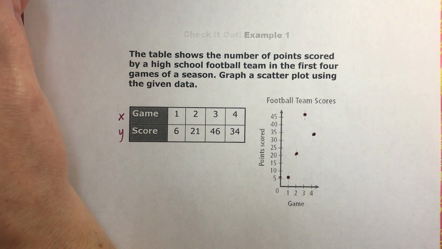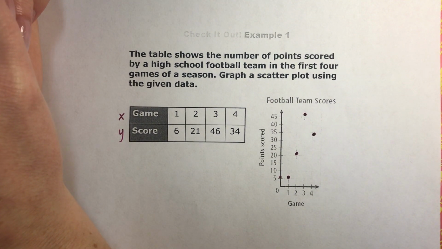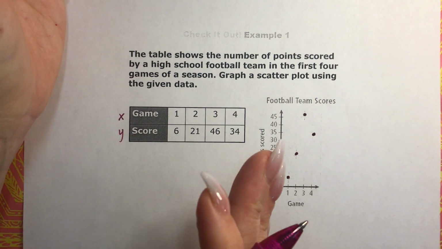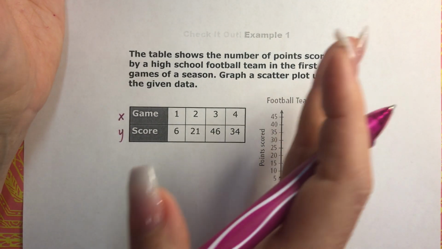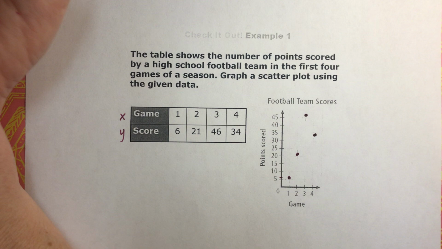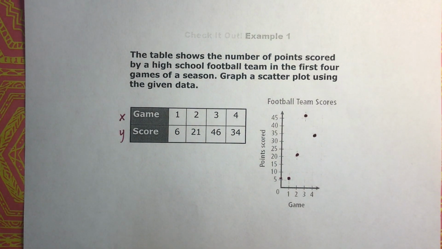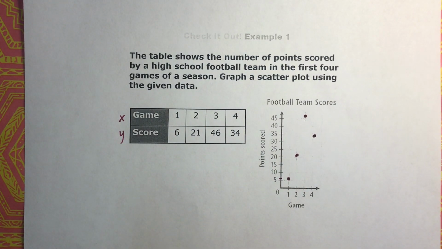And there you have it. There is our scatter plot. So it definitely looks like the data is moving up. It kind of went up and then down. But yeah, that's what a scatter plot is. You have a table, you plot the points, and there you go.